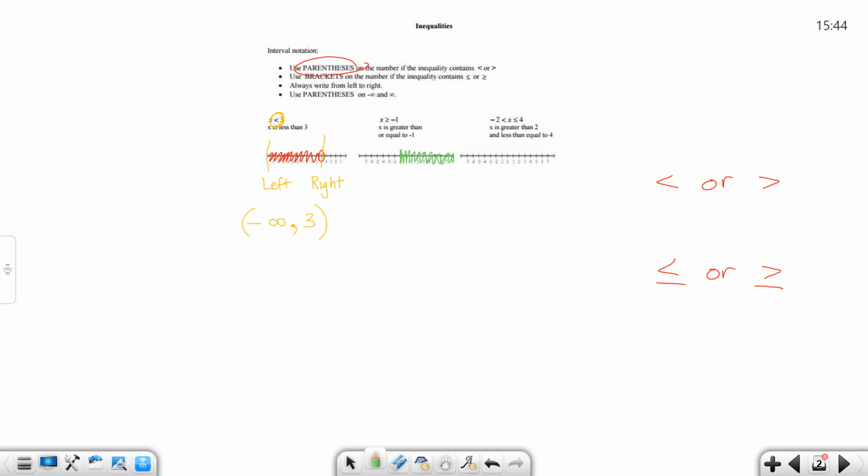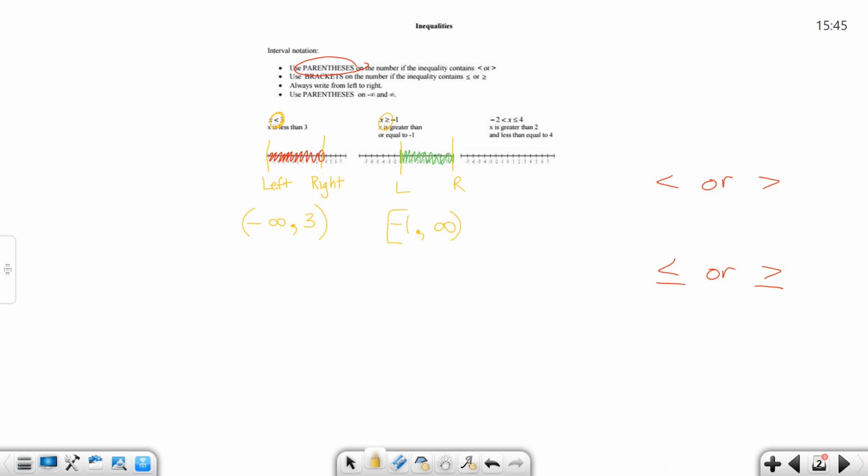So if I put up my walls for this one, I write from left to right. This left wall is at -1, and this right wall is at infinity. Infinity takes parentheses, always. This symbol here tells me that the -1 is going to take a bracket because it's got the bar under it.